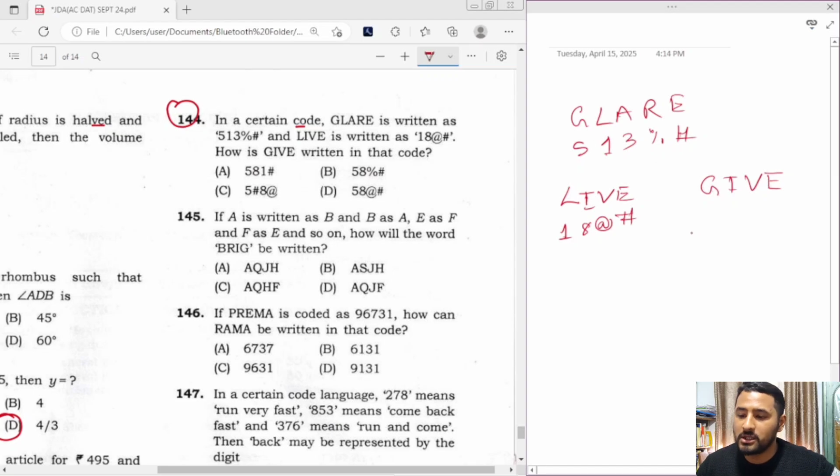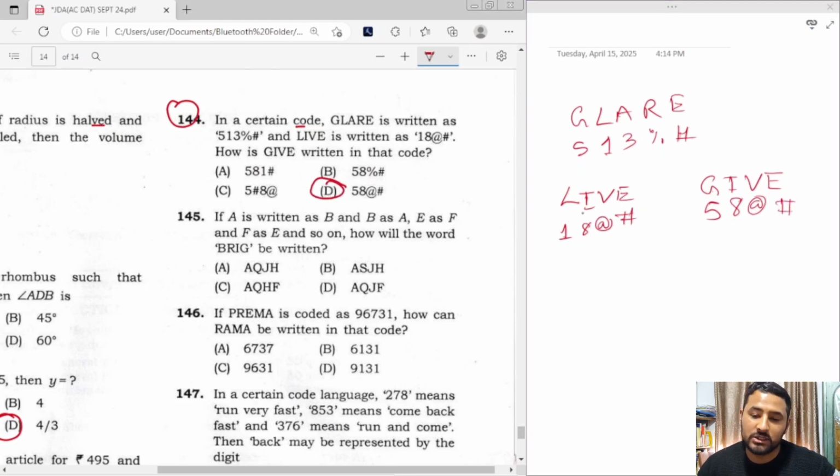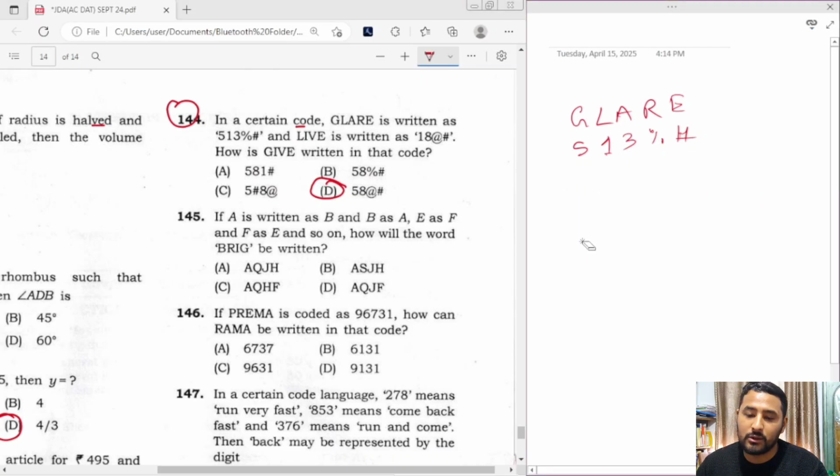So our G will be how much? It is 5. I is how much? It is 8. Our V is how much? It is at the rate, and E is hash. So 58 at the rate hash, 58 at the rate hash. Okay, so you got my point, I think. The answer is 58 at the rate hash, and option number D will be the answer. That's a very easy coding decoding.